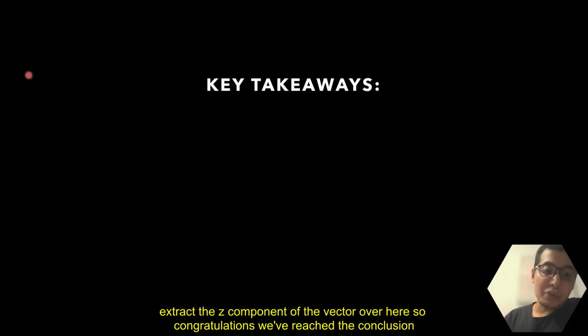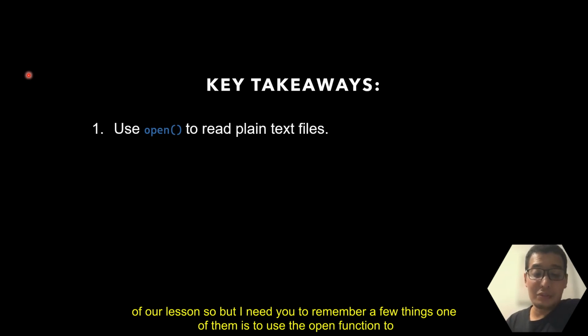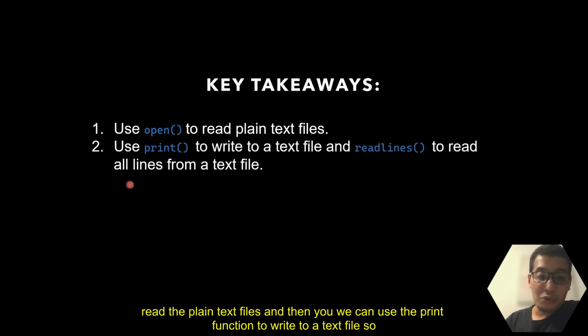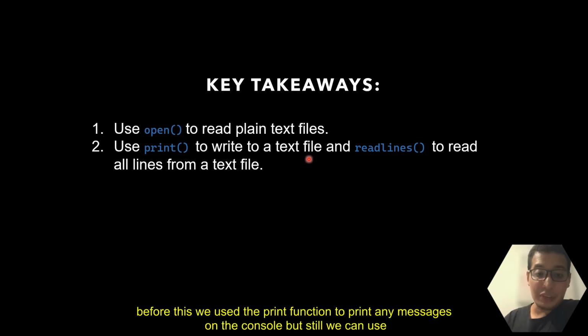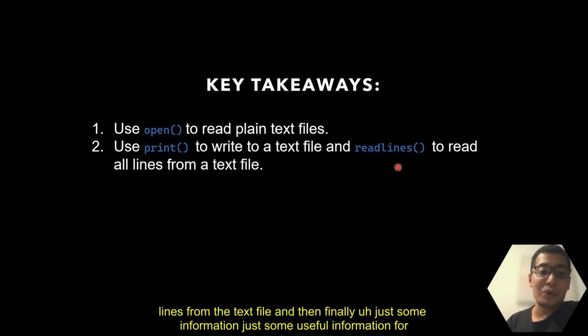Congratulations, we've reached the conclusion of our lesson. But I need you to remember a few things. One of them is to use the open function to read plain text files. Then we can use the print function to write to a text file. Before this, we used the print function to print messages on the console, but we can use the same function to write to a text file. And then we have a new one, which is readlines, to read all lines from a text file.